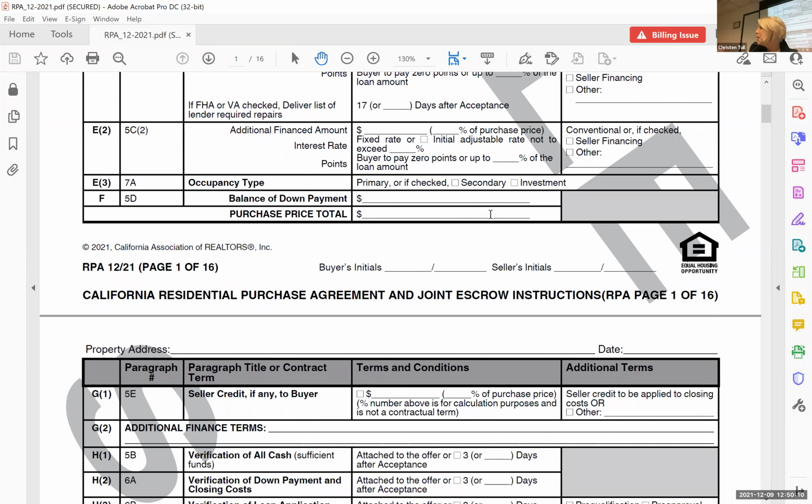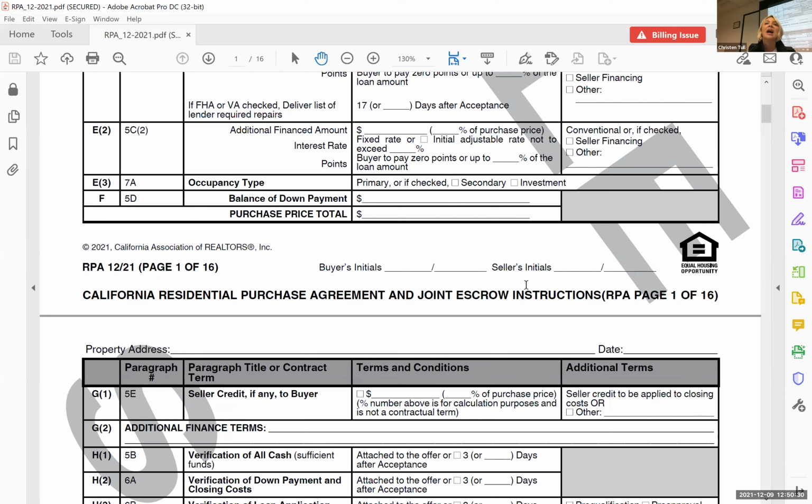See the secondary? Secondary is owner occupied, right? So it would be very easy to accidentally mark something as owner occupied when it actually has different requirements because it's a secondary home. And now we have investments. So now we have three options: primary, which is the way it is boilerplate written unless we check one of these two.